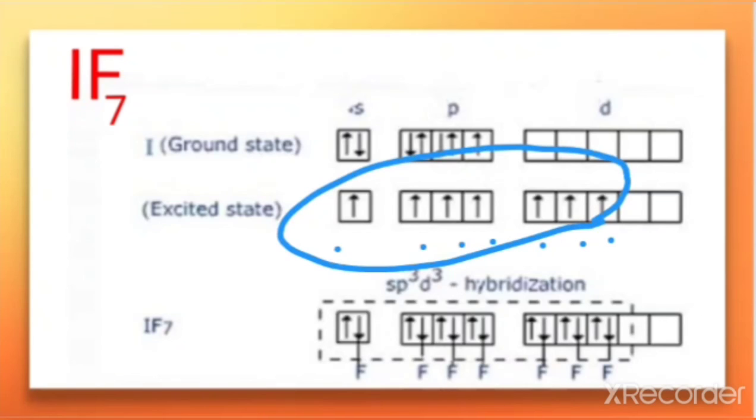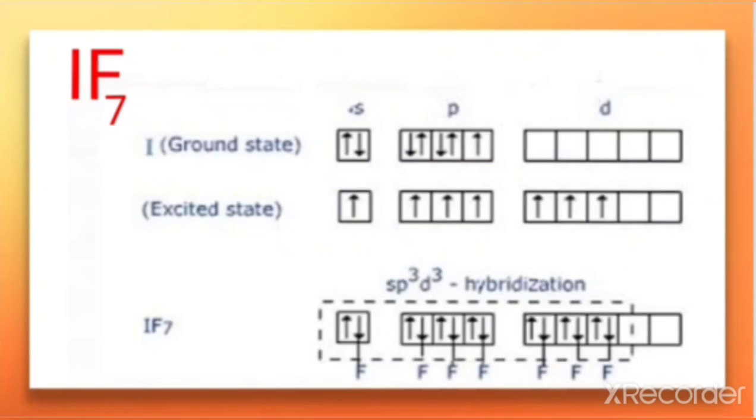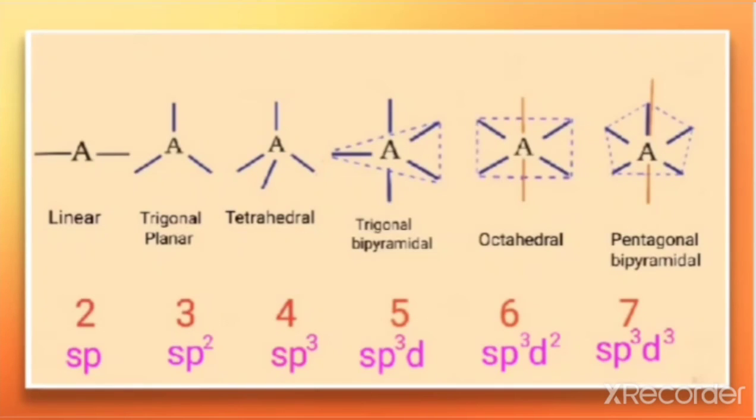Now check what the hybridization is. This is 1 s orbital, 3 p orbitals and 3 d orbitals. So the hybridization is sp3d3. These hybrid orbitals will share with the 7 terminal atoms: the p orbitals of the 7 terminal atoms share with the sp3d3 hybrid orbitals of I. As we already discussed in the case of this chart, for sp3d3 the geometry is pentagonal bipyramidal.